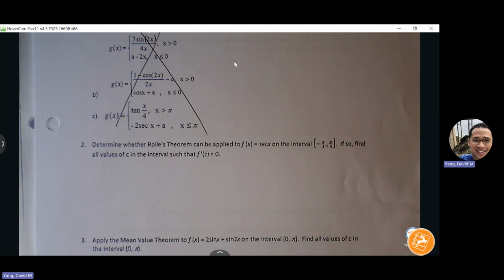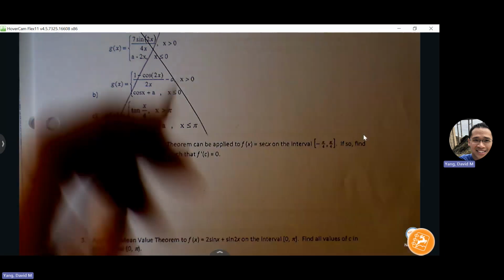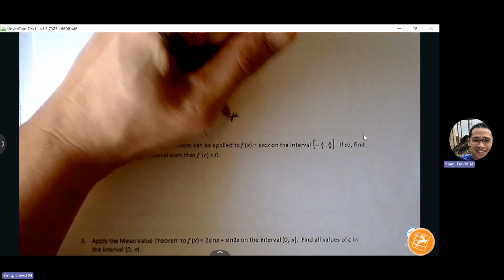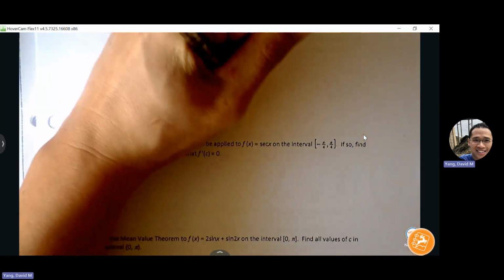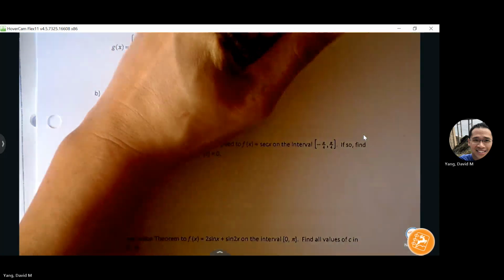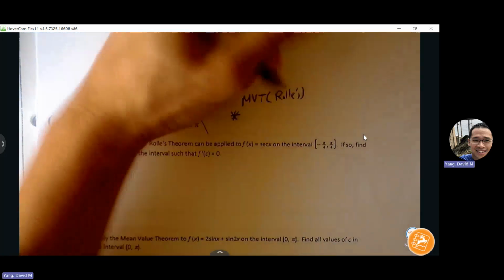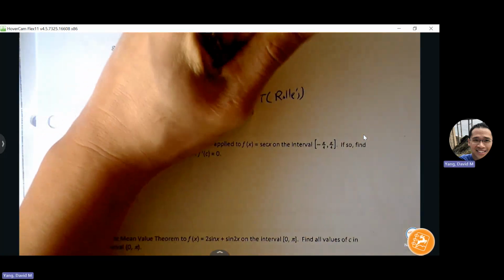Okay, so number 2. Number 2 is Rolle's theorem. Number 3 is mean value theorem. They're basically the same formula. So let me review what we're going to be working towards. Mean value theorem or Rolle's basically follows this formula.